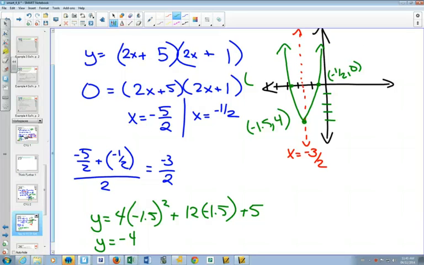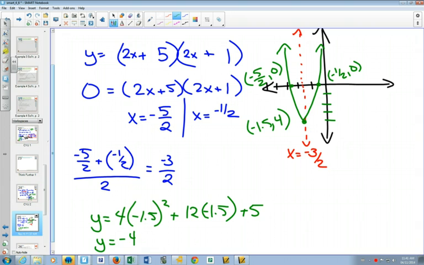Label all of our points. Put arrowheads on the end of our graph. And we're able to draw this parabola using the factored form. So the first one, you couldn't factor it, so then you had to use completing the square. This one you could factor.